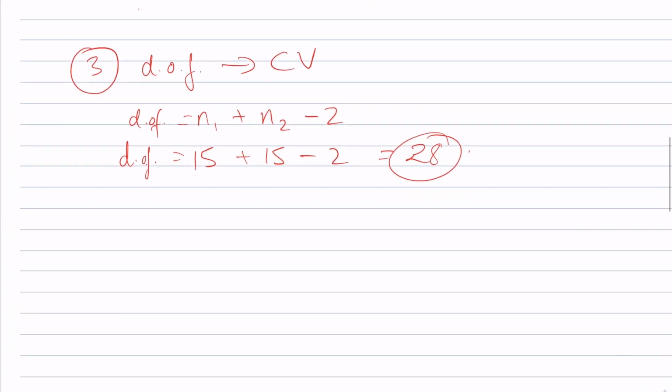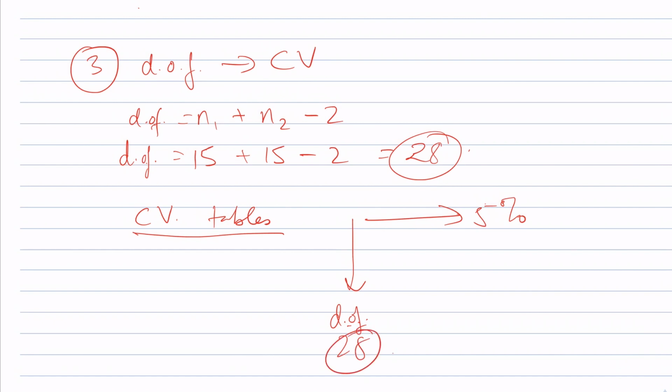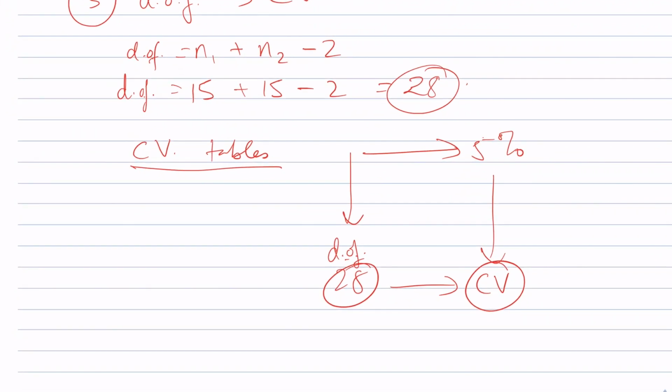So we're next going to look at our critical value tables. Remember, if you've watched the first video, you should remember that when we get our critical value table, we're going to look across at the 5% level of significance, and we're going to look down the table for our degrees of freedom of 28 in this case, and wherever these two meet, that is going to be the critical value for our test. Okay, so let's proceed.